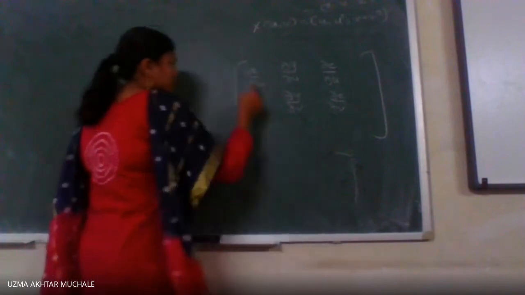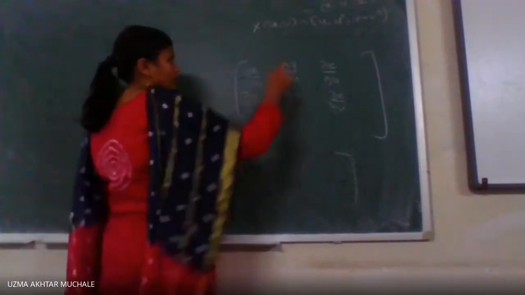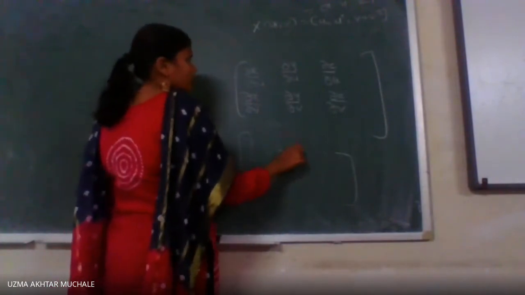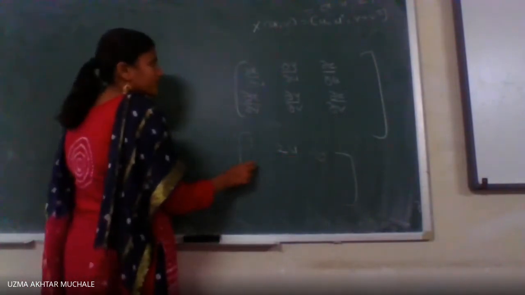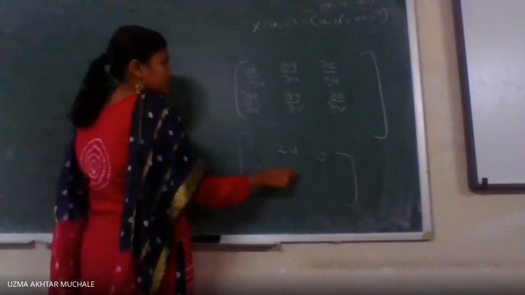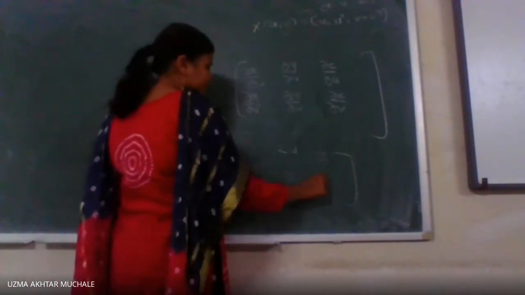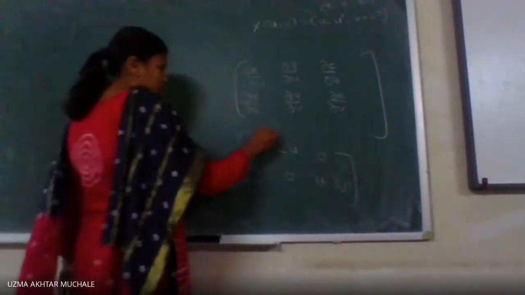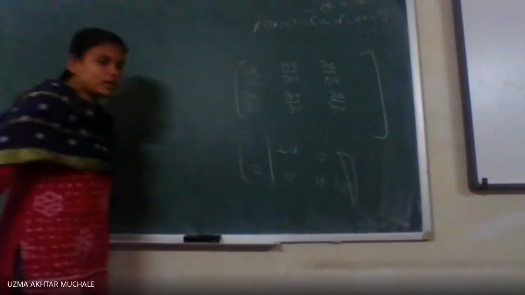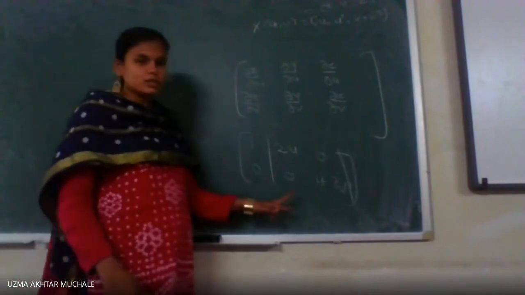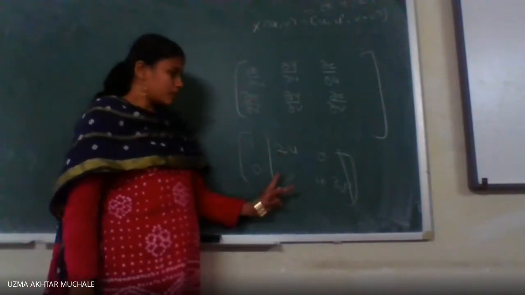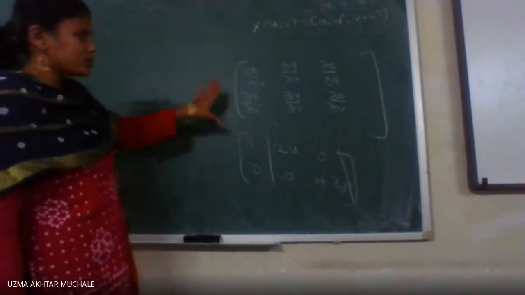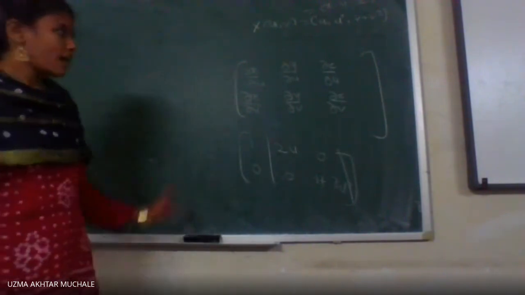Next, the derivative of x with respect to u. What is x? It is u. The derivative of u with respect to u is 1, then 2u, then 0. The derivative of u with respect to v is 0, then 0, and last is 1 plus 3 v square. Now you can find at least one minor of order 2 cross 2 which is non-zero, and hence the rank of the Jacobian matrix is equal to the dimension of the domain.